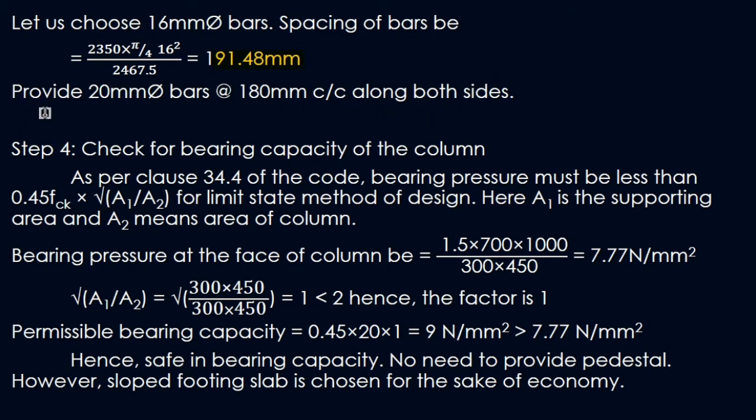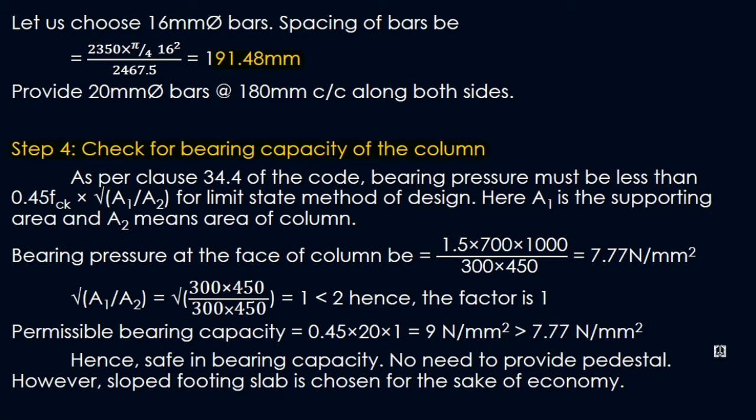So now step 3 is completed successfully. Now we are going for step 4: check for bearing capacity of the column. This is the main important step to calculate the capacity of the column. As per clause 34.4 of the IS code, the bearing pressure must be less than 0.45 fck into square root of A1 by A2. This is the formula available in the IS code for the limit state method of design. Here A1 is the supporting area and A2 is the area of the column.